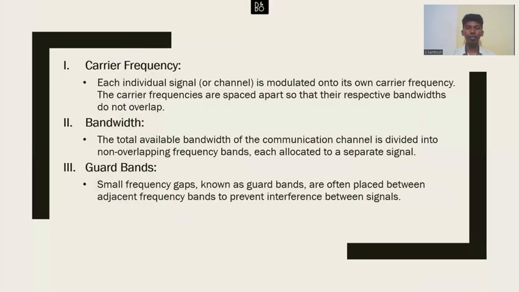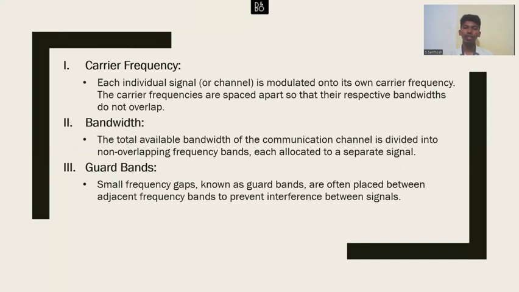And these are a few key points that we need to know with respect to frequency division multiplexing. That is the carrier frequency, the carrier signals, and all the details regarding the signals like message frequency, carrier frequency, and then the modulated frequencies. So each individual signal is modulated onto its own carrier frequency. The carrier frequencies are spaced apart so that their respective bandwidths do not overlap.